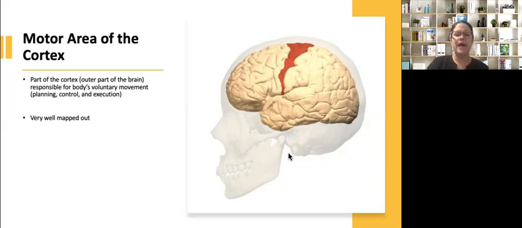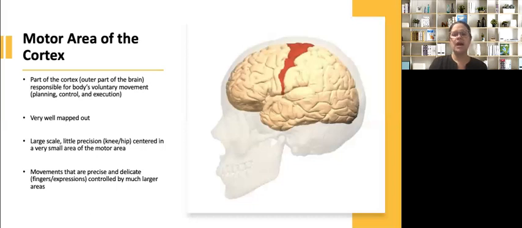It's really well mapped out, so much so that researchers have identified both the amount of tissue in this area and the location that will produce movements in very specific parts of the body. So every part of this motor area corresponds to a specific location in the body, such that if you stimulated a specific part of this motor area, a certain part of the body would move. And then if you stimulate a different area, another part of the body would move, and so on.